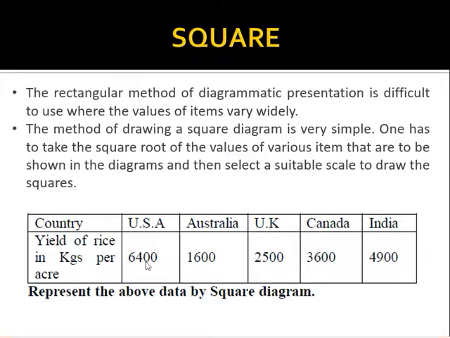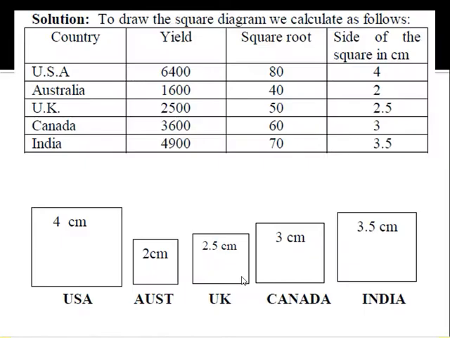So in USA it is 6,400, in Australia 1,600, UK 2,500, Canada 3,600 and India 4,900. So how do you represent it in the form of a square diagram? Here we need not find any percentage, here only values are given, there is no percentage given. This is such kind of data, it can easily be converted into a square. So for that, what do you do?